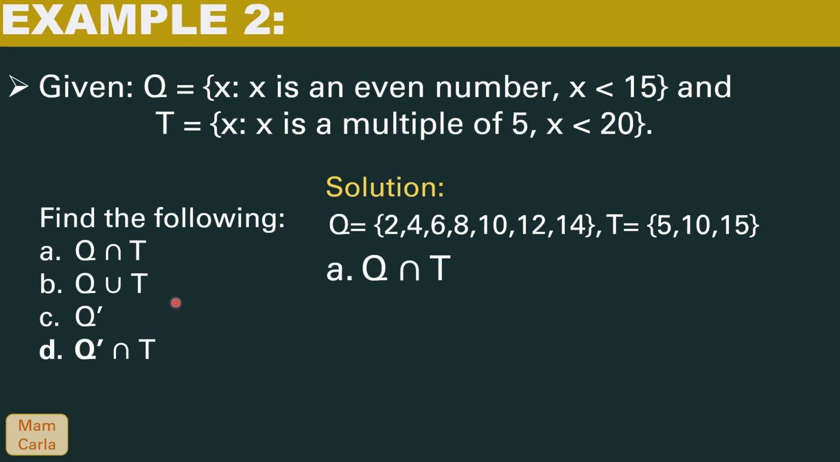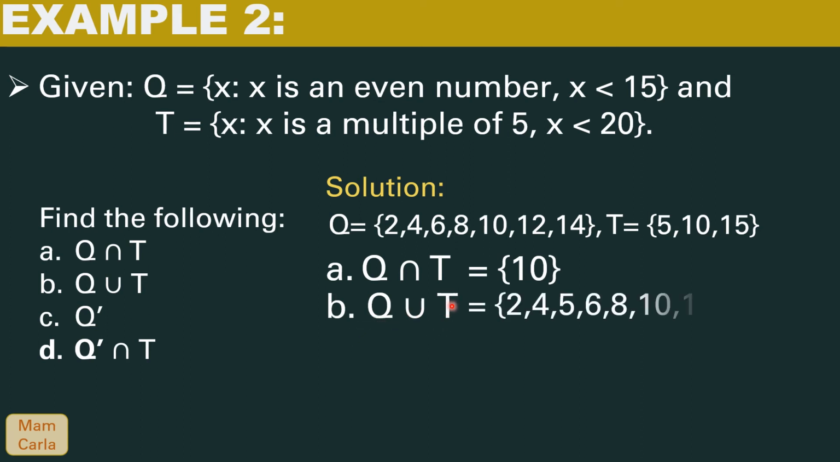So for the first problem, we have Q intersection with T. So we need to find what is common between Q and T. So we have 10. For letter B, we need to find Q union with T. So we have 2, 4, 5, 6, 8, 10, 12, 14, 15.